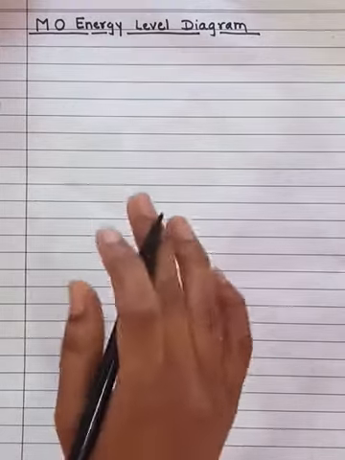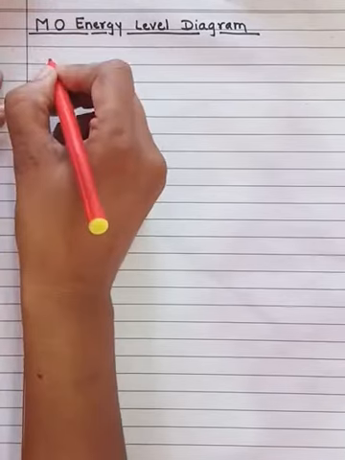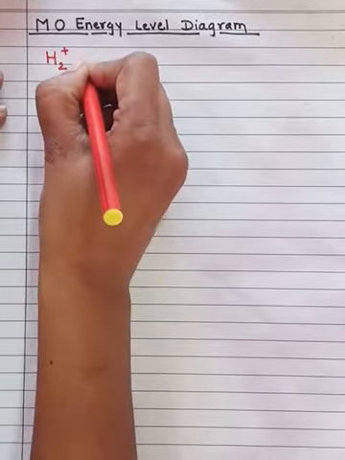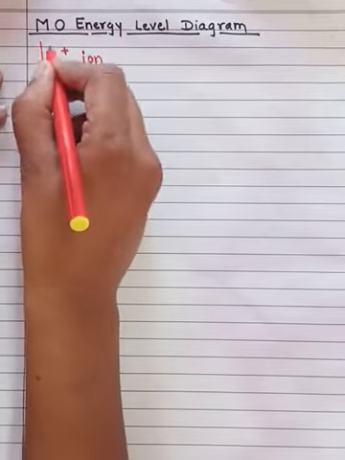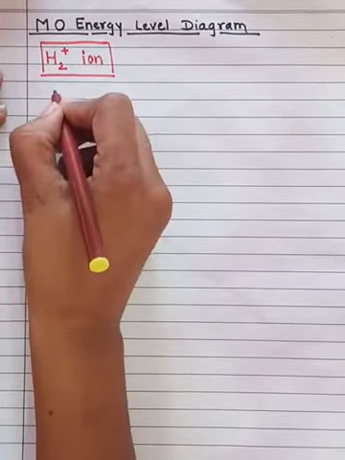The first that we have studied was the hydrogen ion. So what was the hydrogen ion? The hydrogen ion is having the structure H2 plus ion. Okay, so we have to study the first one as the H2 plus ion. So how is this H2 plus ion formed? We can see from the structure.